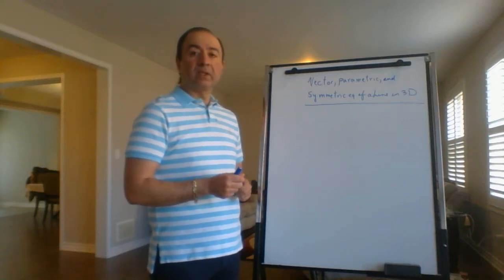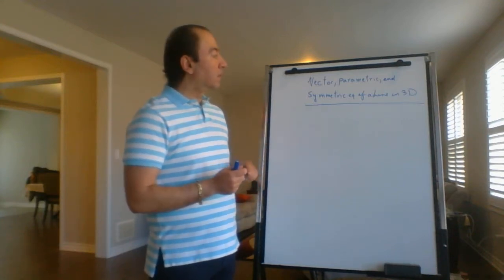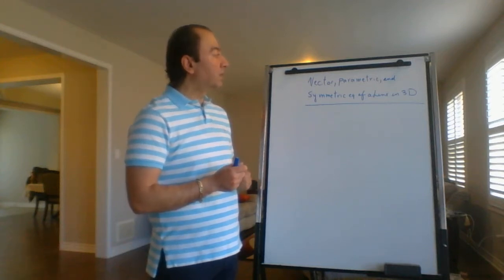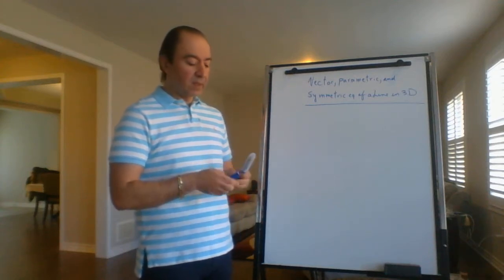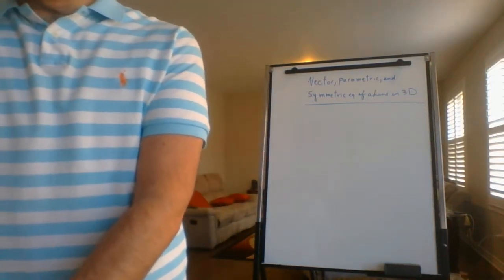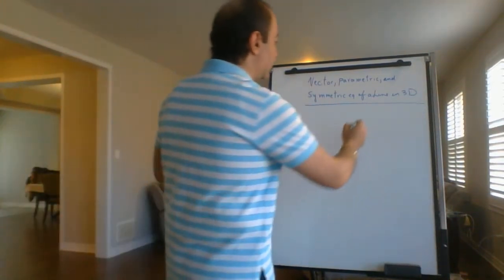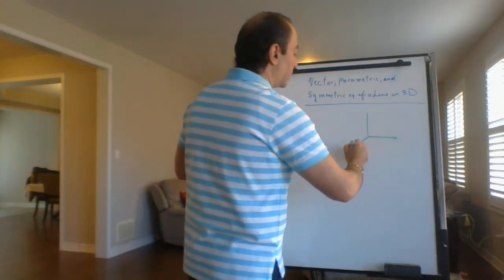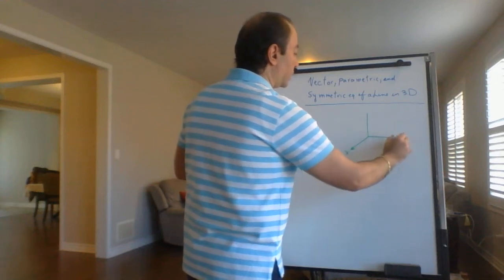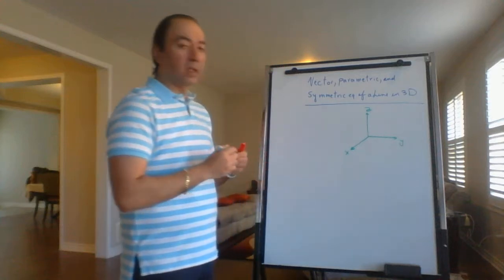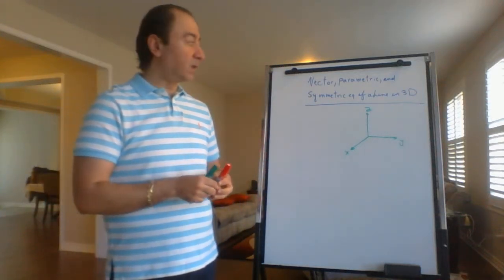Today we are going to continue with vectors and equation of line. We're going to learn today about vector, parametric equation, and symmetric equation of a line in 3D. 3D means we are going to have a coordinate system that has x, y, and z. As I said before, x, y, and z. So we are going to learn about the equation of a line in 3 dimensions.